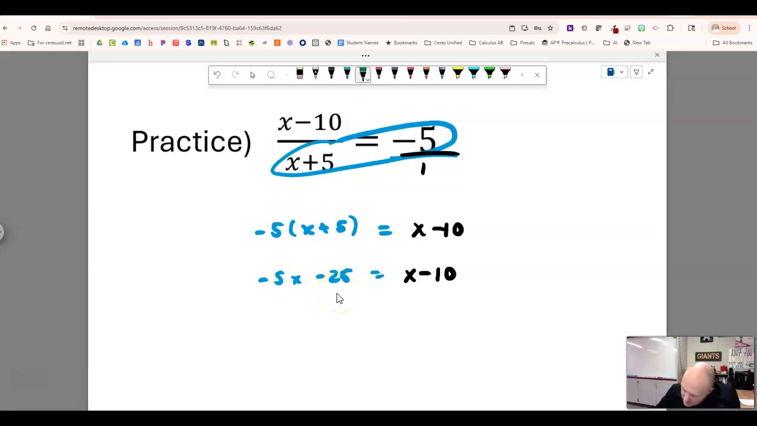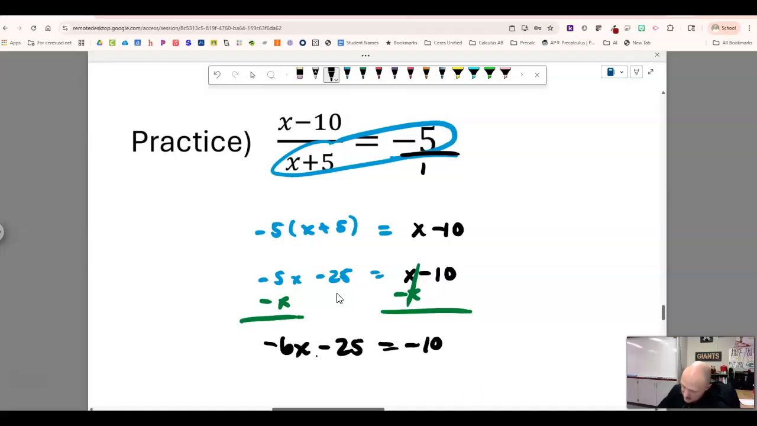Let's add one more. Subtract an x. Let the good times roll, as they say. Negative 6x minus 25 is equal to negative 10. We'll move the 10, add 25. Add 25. I get a positive 15.